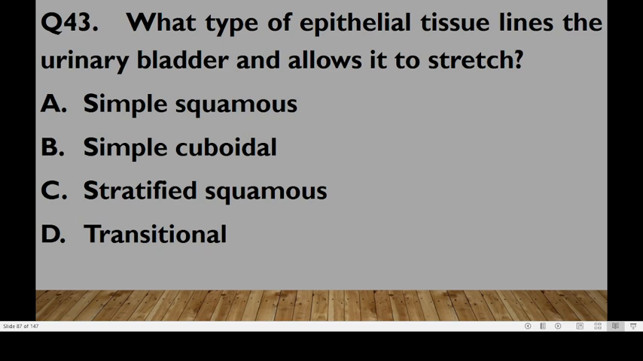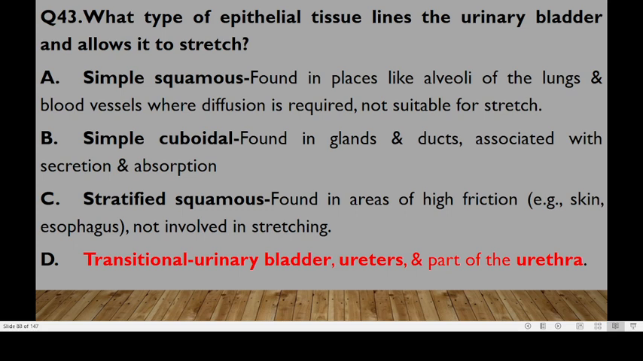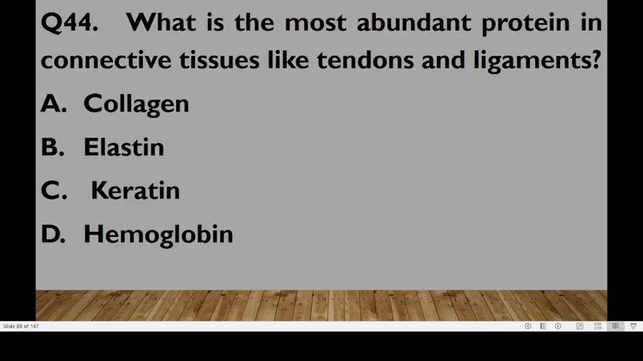Which type of epithelial tissue lines the urinary bladder and allows it to stretch? Alright guys, transitional epithelium is found in the urinary bladder, ureters, and part of the urethra, and this normally helps allow stretching, as it keeps on changing shape.